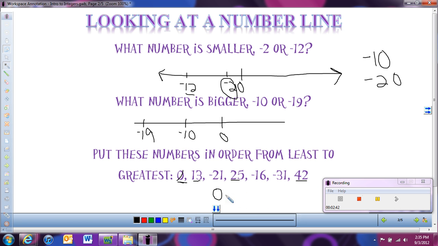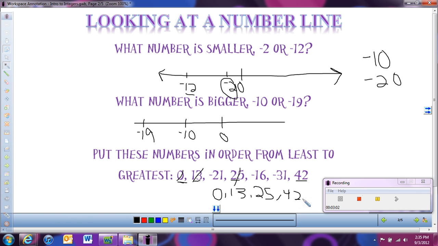I'm going to start with what's closest to 0 and then get bigger. So the first one would be 13. Then we would have 25. Remember, we're going from least to greatest. And then the biggest of all of them would be 42.